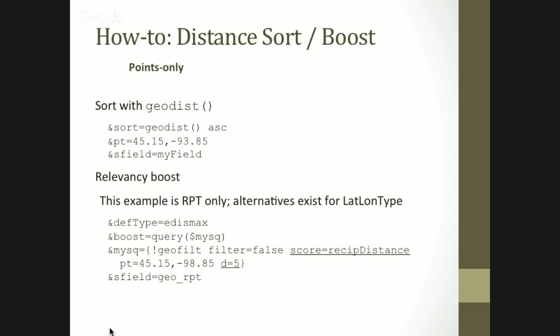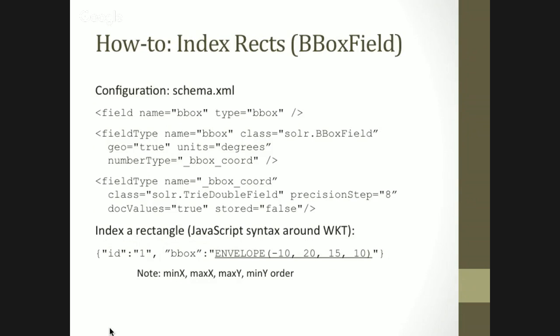Okay, distance sorting and boosting. I'll glance over this briefly because I want to move on for time. Indexing rectangles, you don't have to use the bounding box field. You could put it in an RPT. You could use RPT with geometry, and it will work. But certain fields, again, have certain benefits that are unique to it.